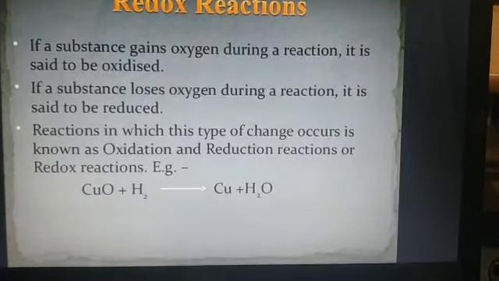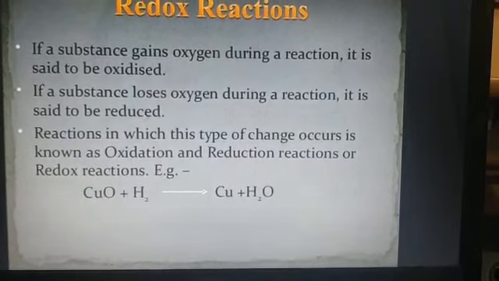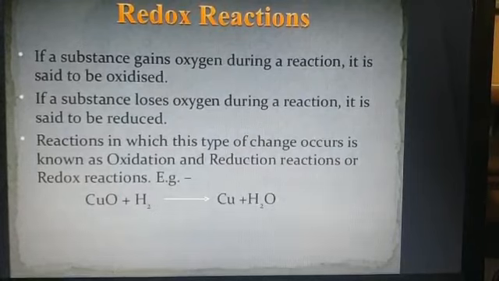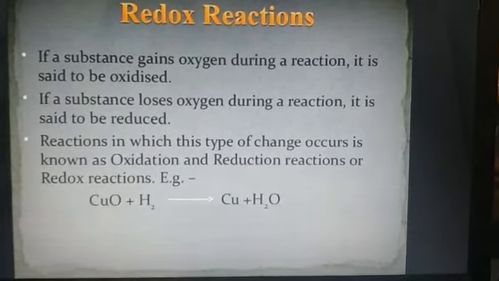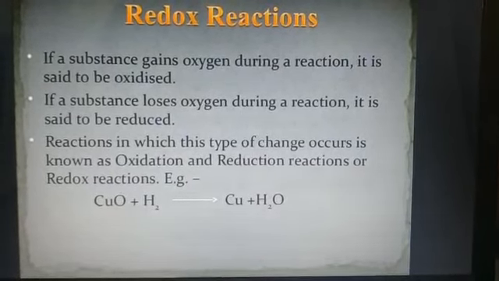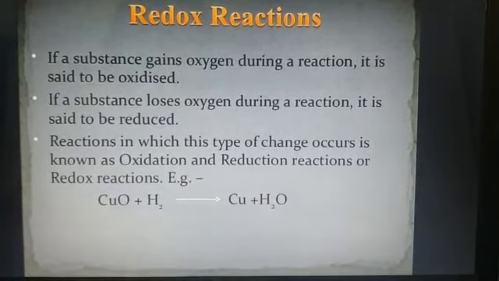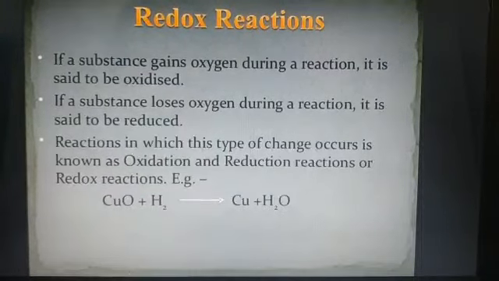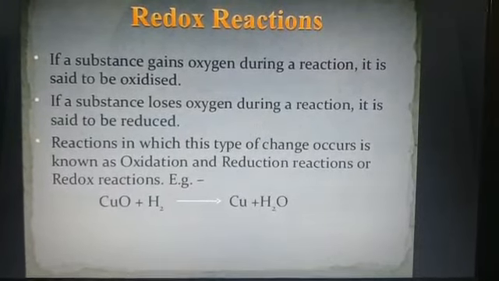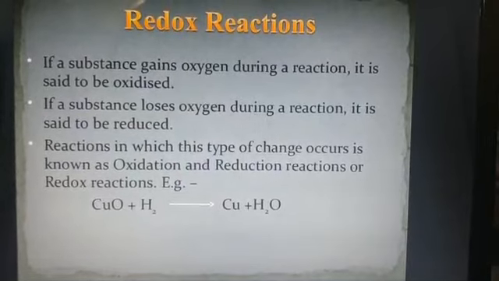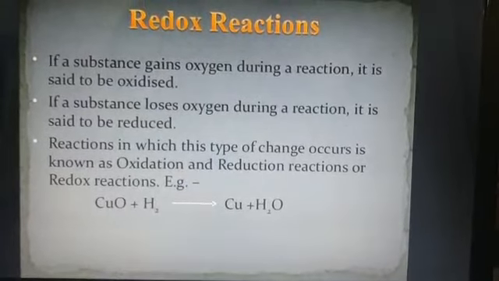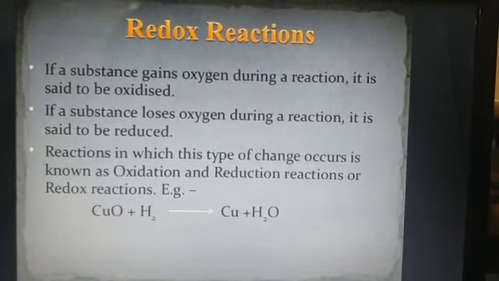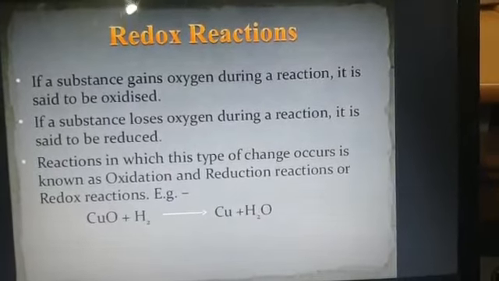See the example. Copper oxide plus hydrogen gives copper plus water. Copper oxide changes to copper. That means oxygen is lost from the copper oxide. Copper oxide is getting reduced. On the other hand, hydrogen gains oxygen. Hydrogen is getting oxidized. So in this particular reaction, both reduction and oxidation take place simultaneously. Those reactions are called redox reactions.